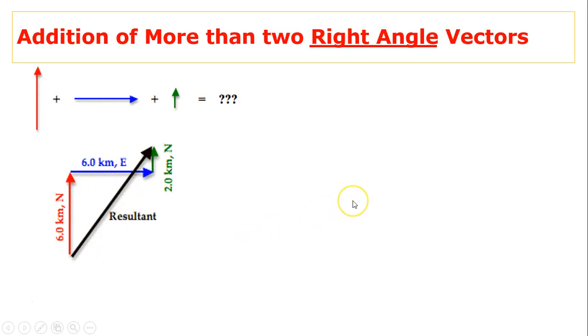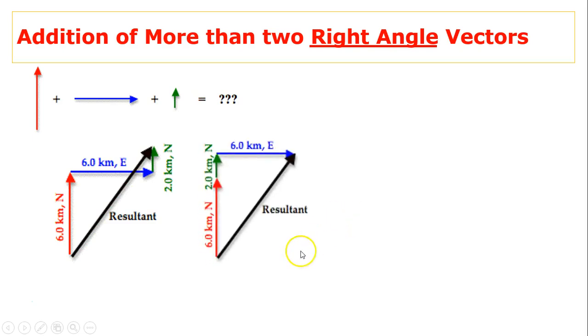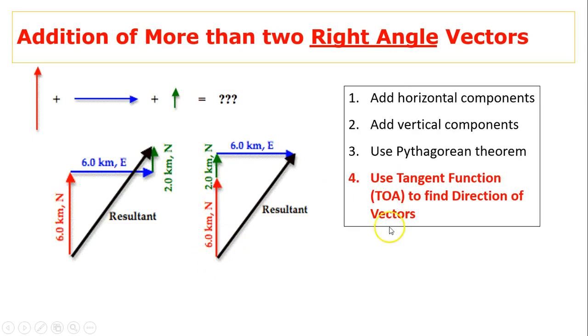But we can also determine the resultant mathematically. How can we do that? We simply reconstruct the diagram. Move the green to the left, lined up with the red. Then move the blue up. Now you have a right triangle, and we know how to deal with right triangles. From here we can find the hypotenuse. The hypotenuse squared equals 6 squared plus 8 squared, where 8 is 6 plus 2. Then we can find the angle using inverse tan.